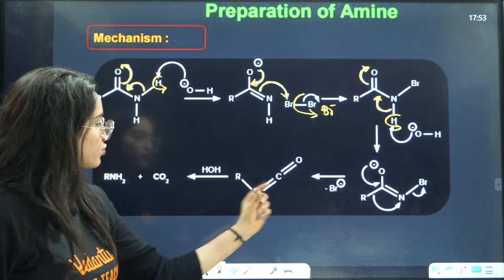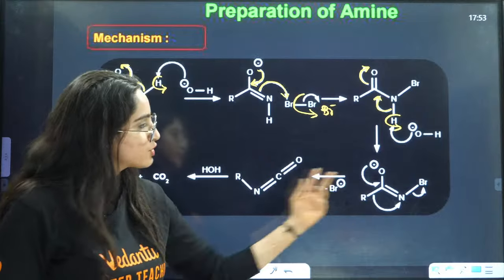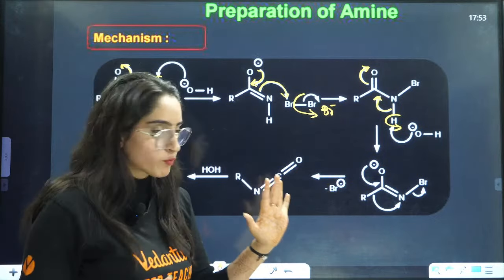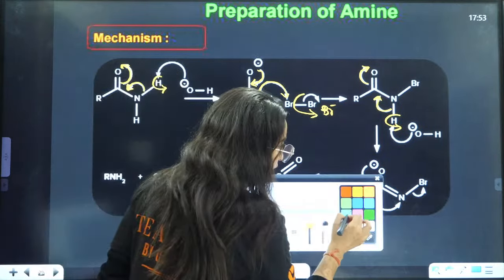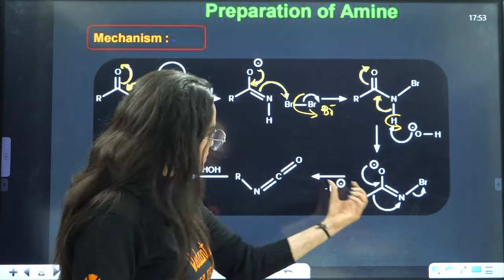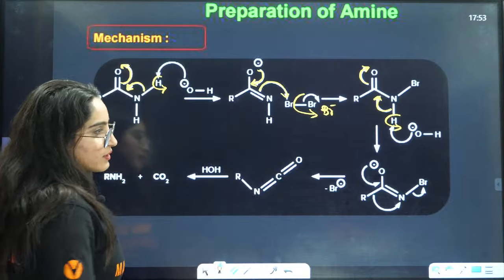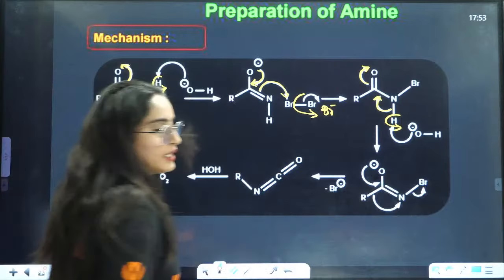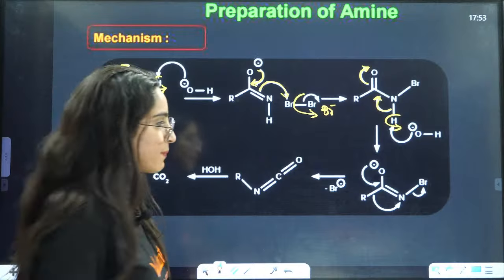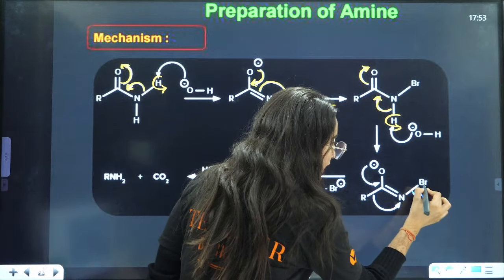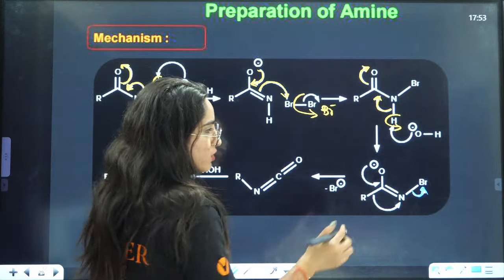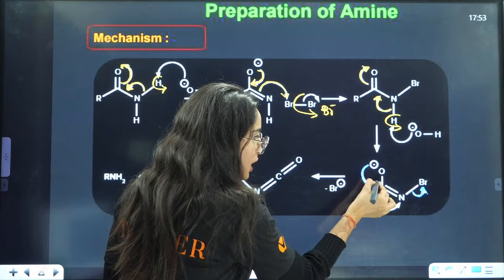Now these two steps are very important, because internal exchange will happen. Can you see this? Basically this is R-N-C-O, this is R-C-N-Br. So what is happening here? Firstly, Br negative will be eliminated, taking the electrons. These electrons will jump here.